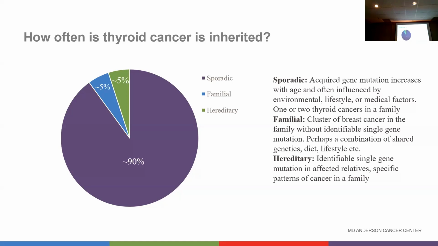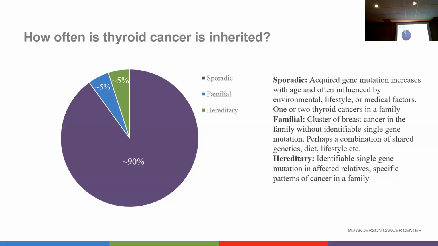Familial thyroid cancers make up about 5% of all thyroid cancers. We can define that, and I'm sorry, there's a typo there, it should say a cluster of thyroid cancer in a family without a single identifiable gene mutation. We define familial thyroid cancer as when there are 3 or more thyroid cancers among first-degree relatives. So thinking about a patient who has thyroid cancer, if their sibling and their child, or their parent and their child all have thyroid cancer, that can be defined as familial thyroid cancer.